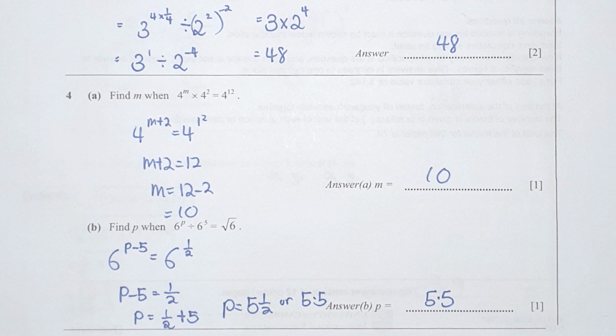But for part B, they are assessing you on divide now. So divide will translate into minus in the power section. So you will get 6 to the power of p minus 5 equals 6 to the power of 1 over 2. So p minus 5 equals 1 over 2, p equals 1 over 2 plus 5. So your final result here will be 5.5.